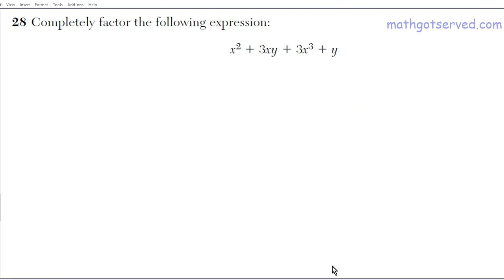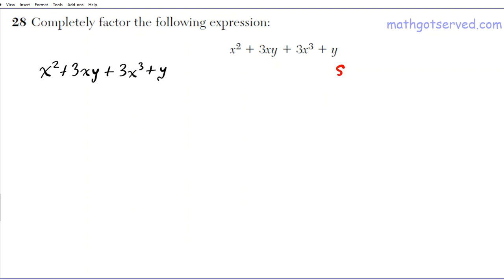Alright, let's take a look at question 28. We have to factor the expression x squared plus 3xy plus 3x cubed plus y. Now when you're given four terms, you want to think about factoring by grouping. You want to partition and then factor by grouping. Sometimes you might have to rearrange terms in order for factoring by grouping to occur. If we try to factor by grouping with the way it's presented, we might run into some complications. Let me show it to you on the side right here.